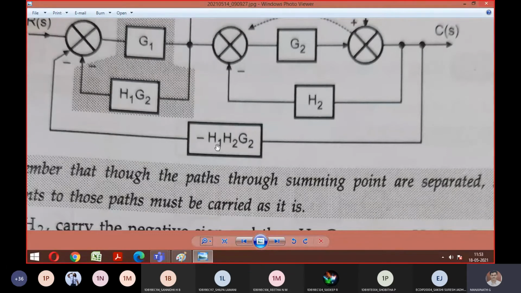One plus will go towards this side, one more minus will come toward this side. So why did I write H1, H2, G2? Because that summing point is connected to H1, G2 along with H2. Agree? If you combine all together, then only you can write this separate path. So this is the path you have mentioned, right? Is it okay? Yes, sir.